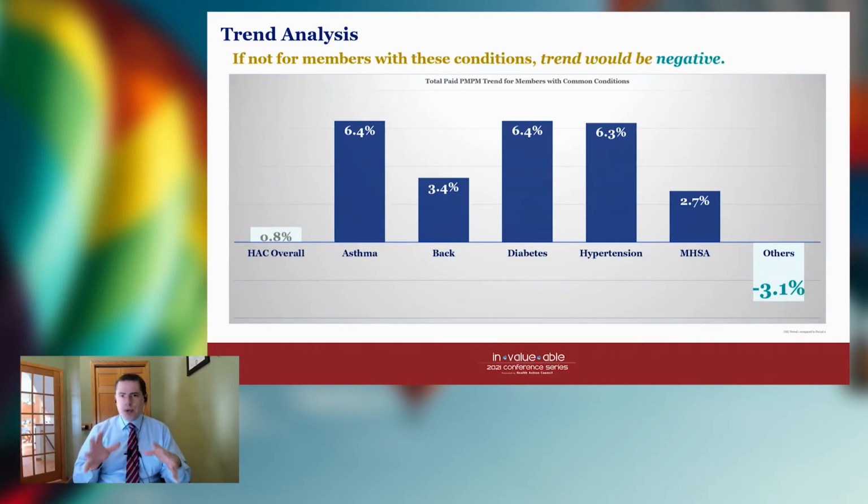In total, we've had really good trends in our partnership with Health Action Council. But as you look at some of these conditions, these are the conditions that are actually driving trend as well. Asthma, back pain, diabetes, hypertension, and behavioral health. Those 5 conditions drive most of the trend that we see in a population. The rest of the trend is really actually negative. We're seeing some of those trends actually come down, but in these areas we're seeing increased prevalence and increased cost, which is why we focus there.